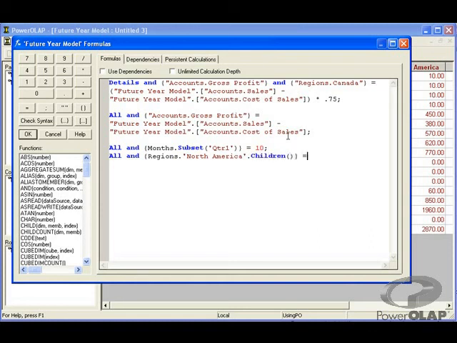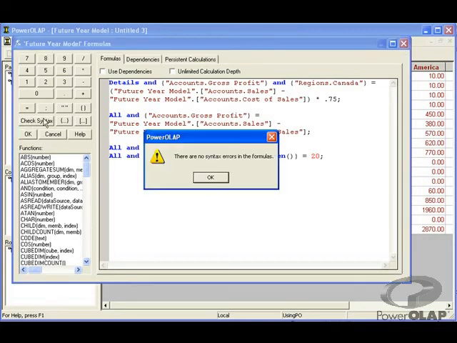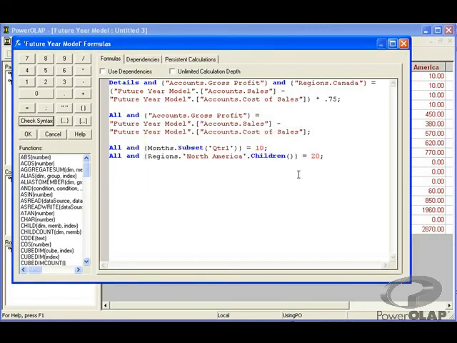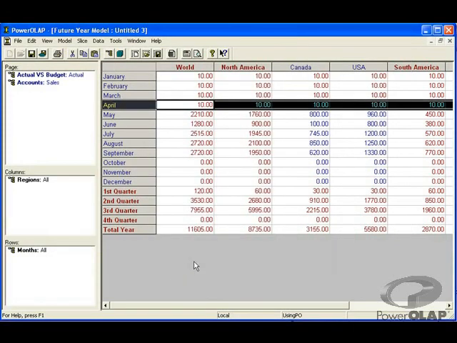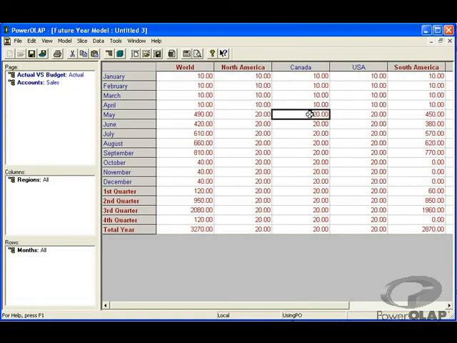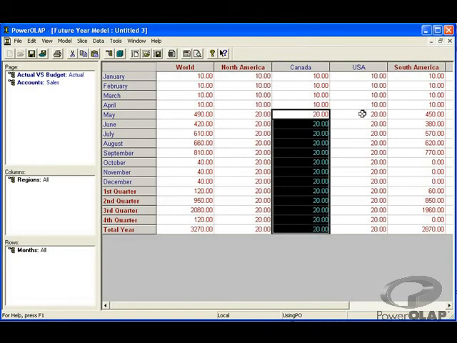I'm going to set this value equal to 20. Hit check syntax. There are no syntax errors. What this is going to do is simply look at the regions, go to North America, and tell it that the children of North America should be set to the value of 20. I hit OK. I hit OK. And we have regions here. I will recalculate. And as we can see, the children of North America are now set at 20.